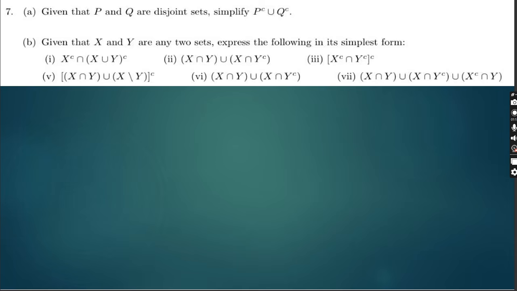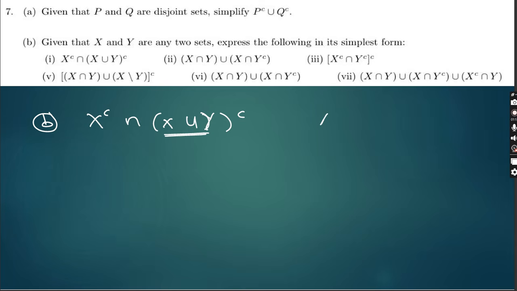Let's do question B now. We have X complement intersection X union Y, then the complement here. So here's how we are going to go about it. As you can see, this uses De Morgan's law.